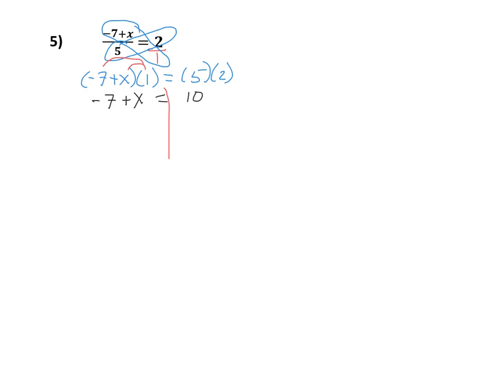If I'm going to get this x all by itself, I need to get rid of the negative 7. So the opposite of negative 7 is a positive 7. So we're going to add 7 to both sides, bring down the x, equals 10 plus 7 is 17. And then let's check.